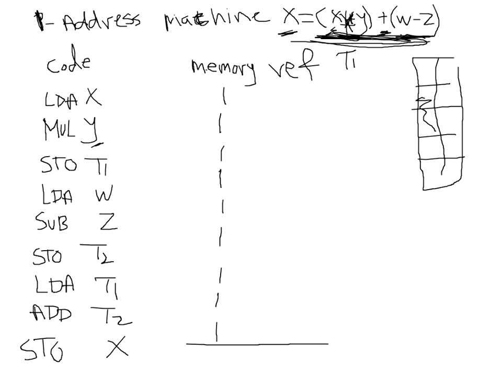Now, how many times do we access the memory? We have 2, 3, 4, 5, 6, 7, 8, 9. So we have a total of 9 memory accesses. Okay, I hope this was easy enough. Right, so we'll move to the next part, where we talk about the 2-address machine.